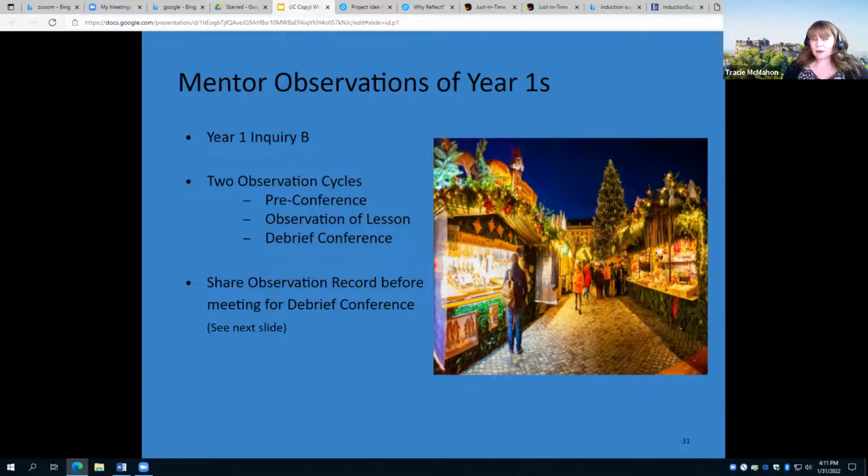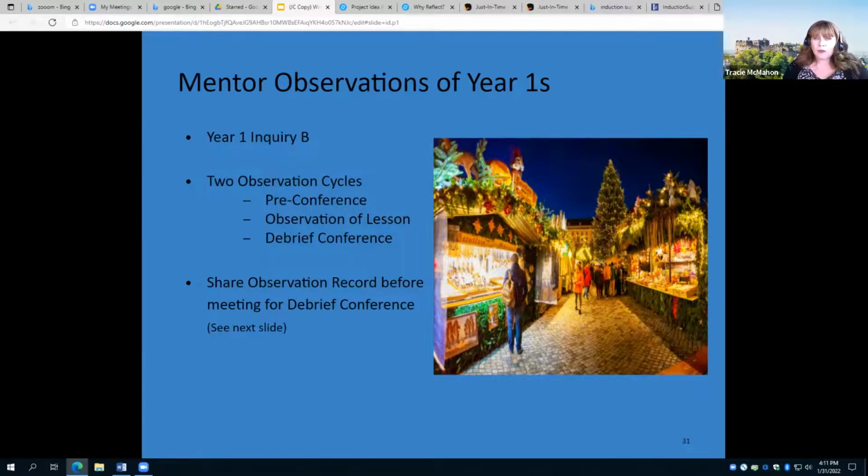Then you'd repeat the process. So again, you have the pre-conference. Based on what you saw the last time, you've come up with some steps, some things that maybe need to change. You help them design that lesson with the things that are going to change, observe the lesson again, and then debrief again. So it's two cycles for the observation. And it's important, again, I already said it, but make sure that you share your observation record with them before the debrief conference, so that they have time to really look at what you saw. It gives them a little bit of time to sit with it.